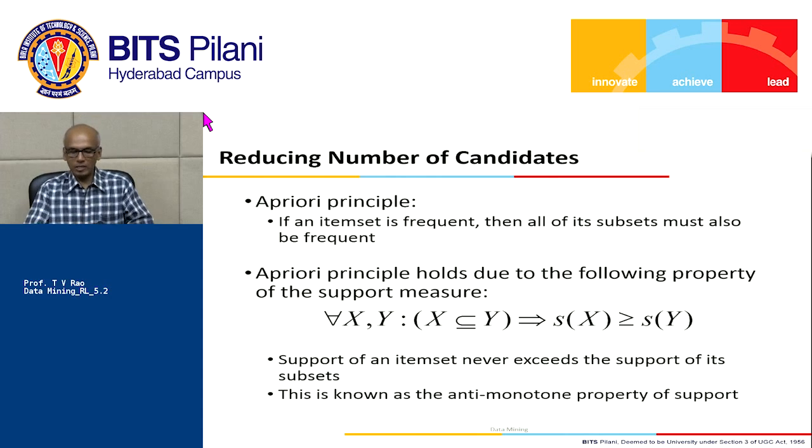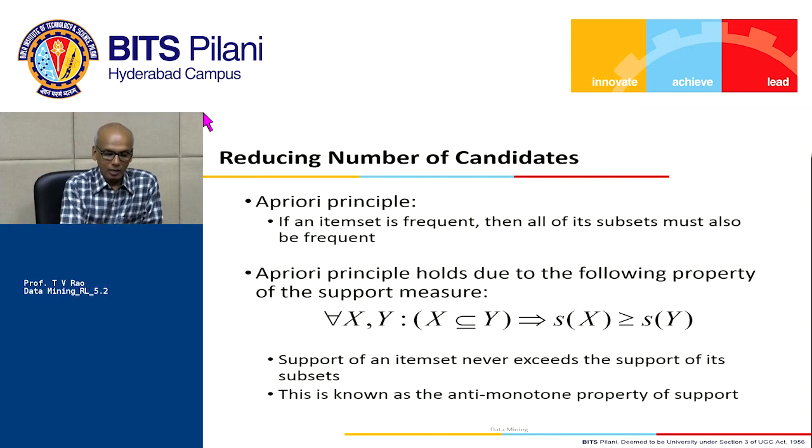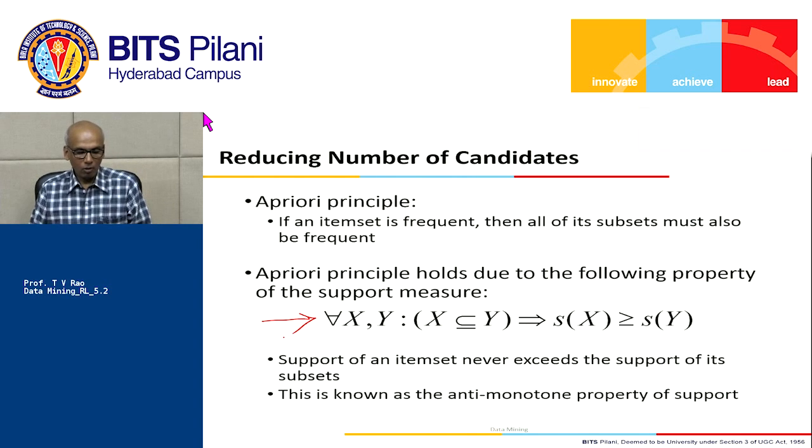To express it in logical terms, for all x, y, if x is a subset of y, the support for x will be greater than or equal to the support for y. This is also referred to as the anti-monotone property.